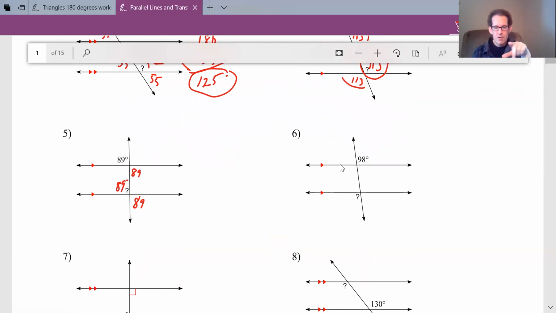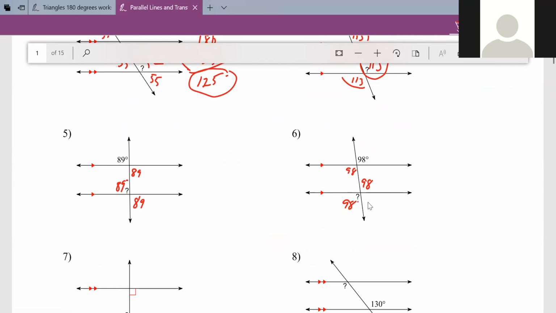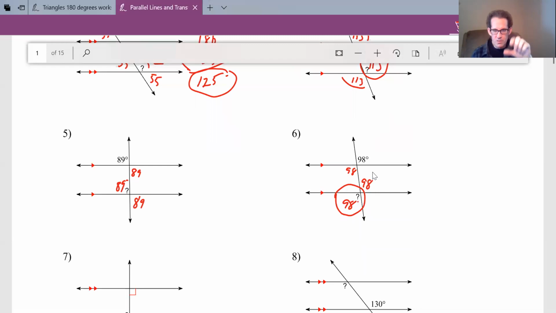So our vertical angle, if this is 98, then this is 98, right? If this is 98 up here, this is 98 down here. Now notice that these are vertical right here. So if this is 98, then I know 98. This is 98, yeah. So if you just look at these for a minute and apply those rules, alternate interior angles are congruent, alternate exterior angles are congruent, and vertical angles are congruent. Then these transversals are pretty easy to figure out.